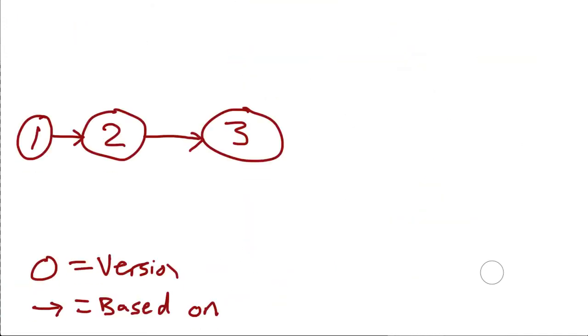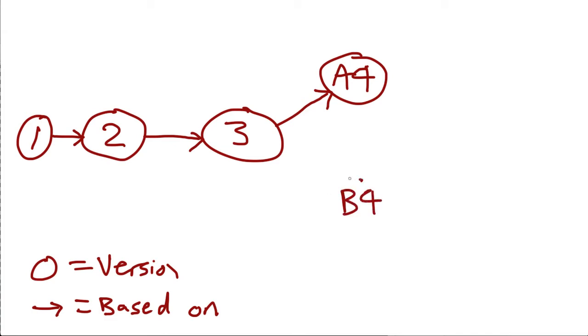So we can add them to the diagram, and at the moment what we've got is in a straight line, so we call that linear versioning. But that's about to change because we now have A4 here, which is based on version 3, and we also have B4, which is Bob's version, which is also based on version 3. So this is called nonlinear versioning because it's branched out in two different directions.